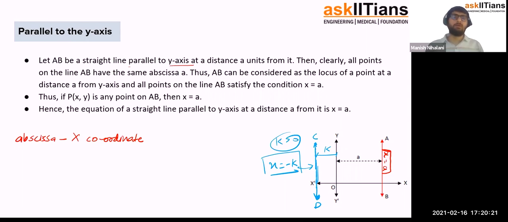So this is how we write equations of lines parallel to x-axis and y-axis. Any line which is parallel to x-axis is of the form y is equal to constant k. Any line which is parallel to y-axis, it is of the form x is equal to some constant k. This is how we write the equations, right?